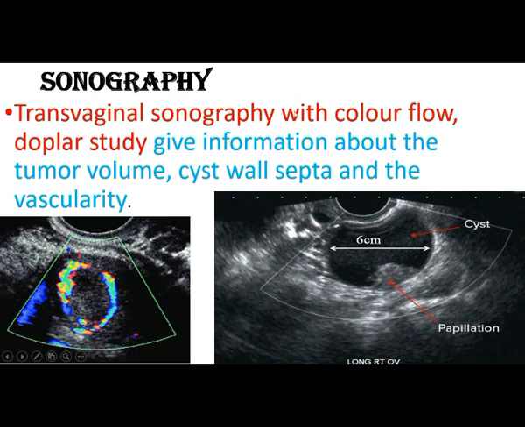Next is sonography. Transvaginal sonography with color flow Doppler study will give information about the tumor, volume, cyst wall, septa, and the vascularity. Here you can see the transvaginal sonography with the color Doppler study. This is the big cyst. It's a 6 cm cyst.